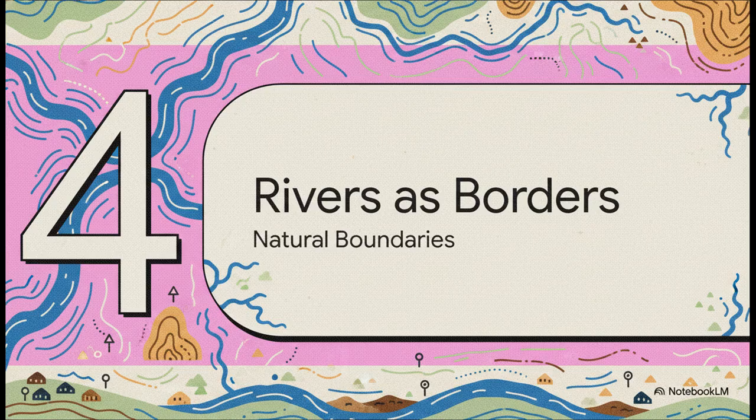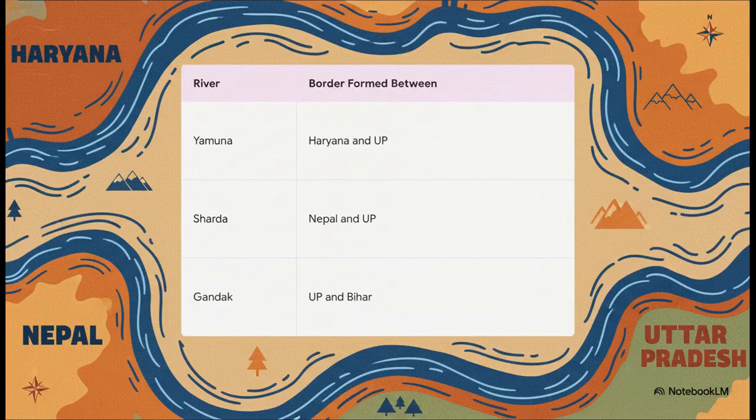Let's zoom out a bit for Section 4, Rivers as Regional Borders. So the really fascinating takeaway here is that these waters don't just idly flow through the land. They actually act as firm, natural regional boundaries between states and even entire countries. For example, the Yamuna heavily defines the western border, separating Haryana and Uttar Pradesh. Up north, the Sharda River forms a clear line separating Nepal from UP's Pilibhit district. And over to the east, the Gandak River draws a natural boundary line straight between Uttar Pradesh and Bihar.